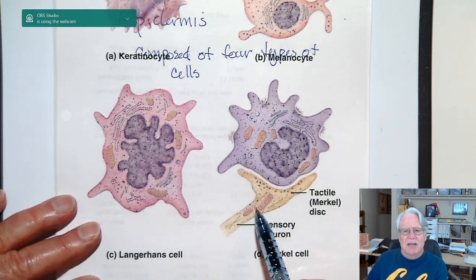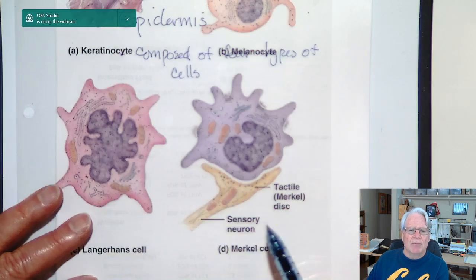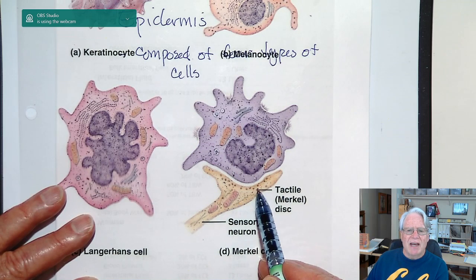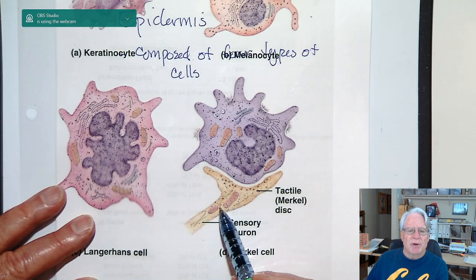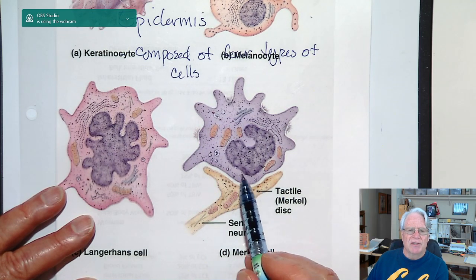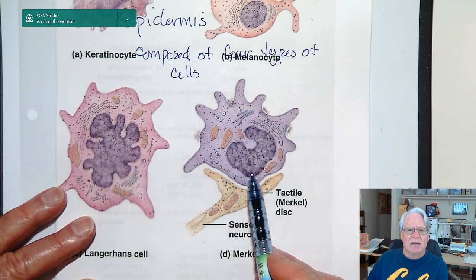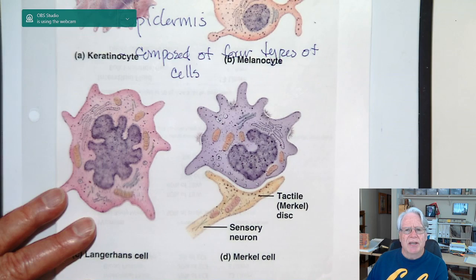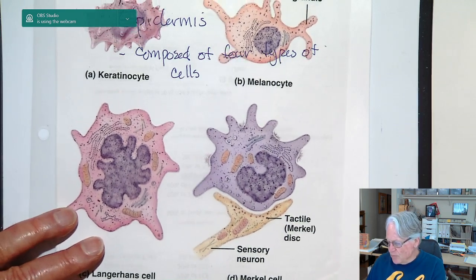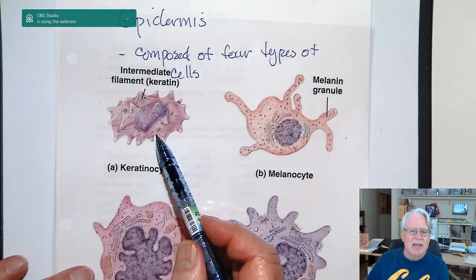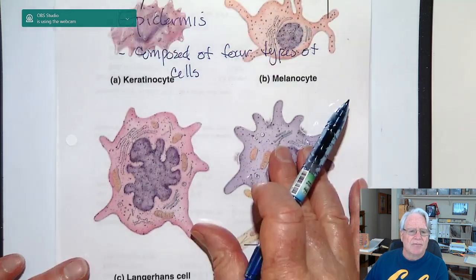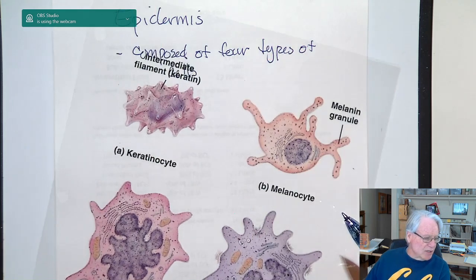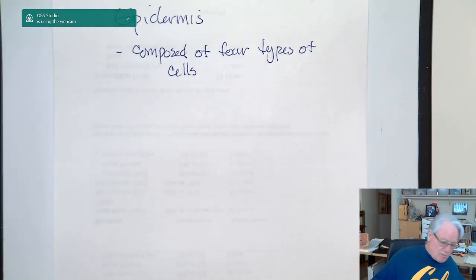We'll look at that. And then we have a Merkel cell, which is the one in purple. And then there's the tactile disc, which is part of a sensory neuron. So this is part of the sensation of touch. And these two interact to give you that sensation of touch. So we'll take a look at that. So those are the 4 basic types of cells. Keratinocyte, melanocyte, the Langerhans cell, and the Merkel cell. And we'll, as I say, come back and look at those again in just a moment.